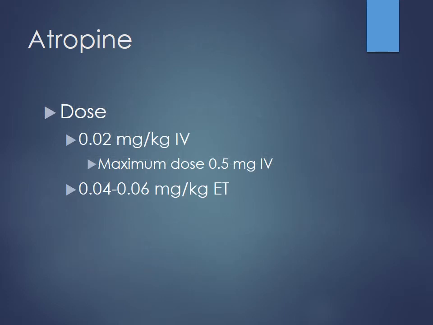So, you see the dose here. You're going to notice that the max dose is a little bit lower than you see with epinephrine, usually about 0.5 milligrams. Because again, if you give too much atropine, what problems can you run into?